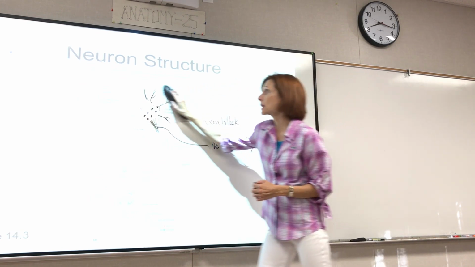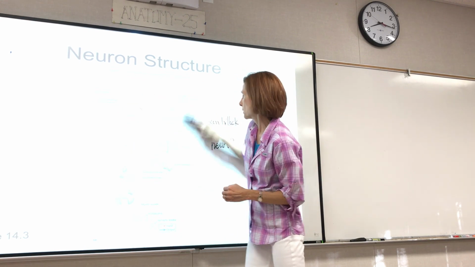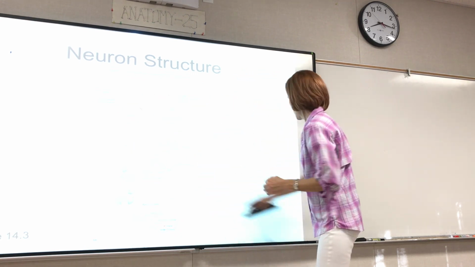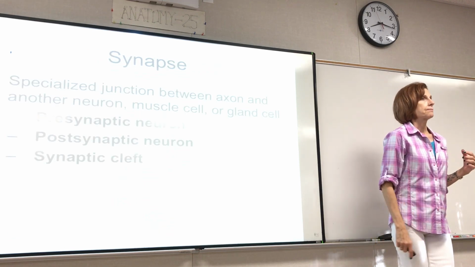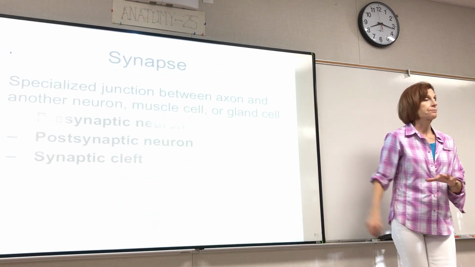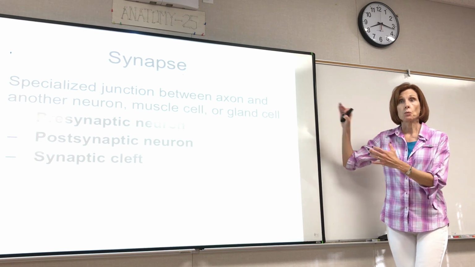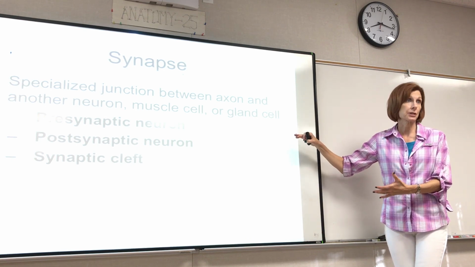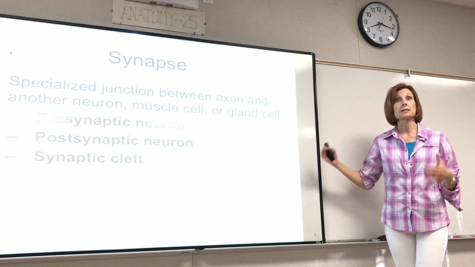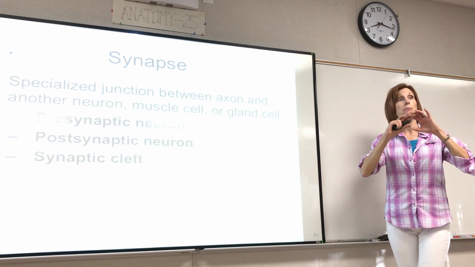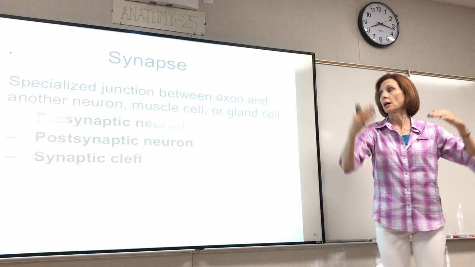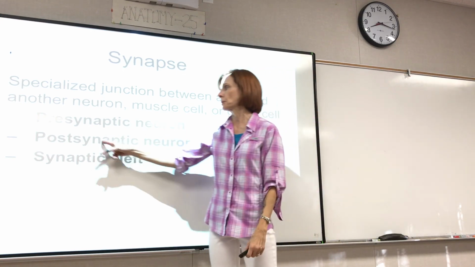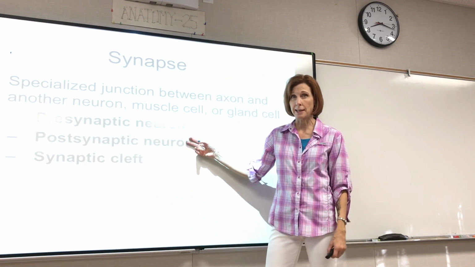Okay, so let's talk a little bit more about synapses. Since we've already talked about the neuromuscular junction, you guys already know what the synapse is going to look like. This is going to be exactly like the neuromuscular junction, except instead of a muscle cell membrane, we'll see that there is a membrane of the next neuron.